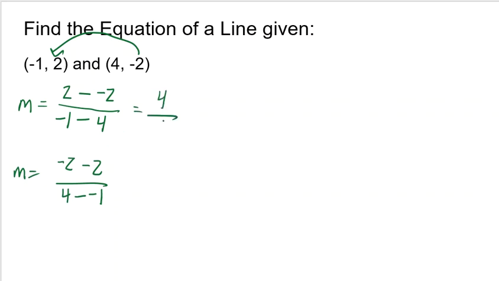On top, we get 4. On the bottom, we get -5. And then over here on the top, we get -4.